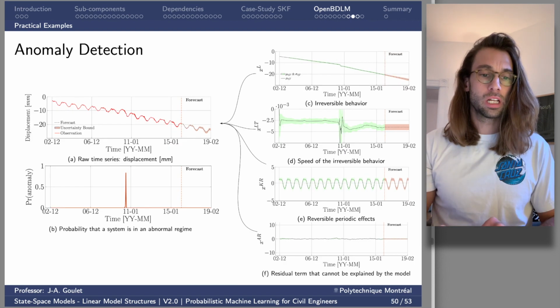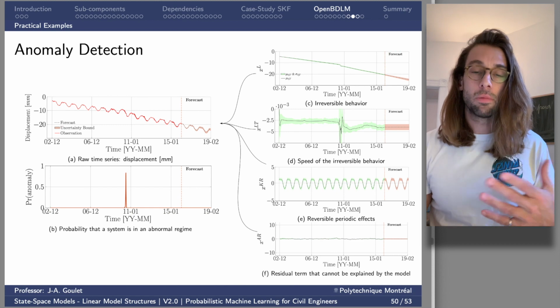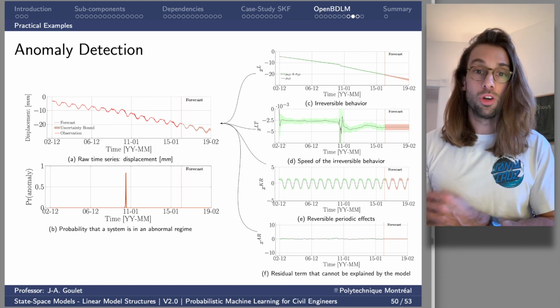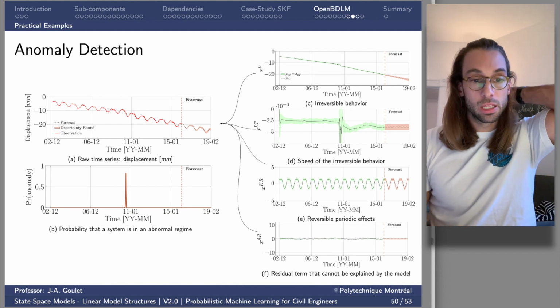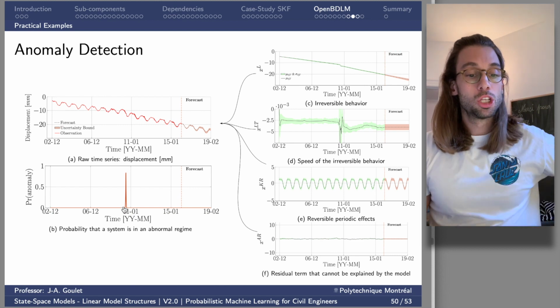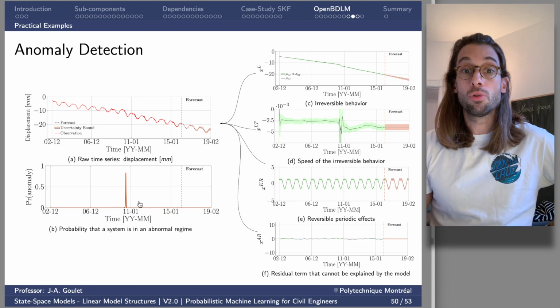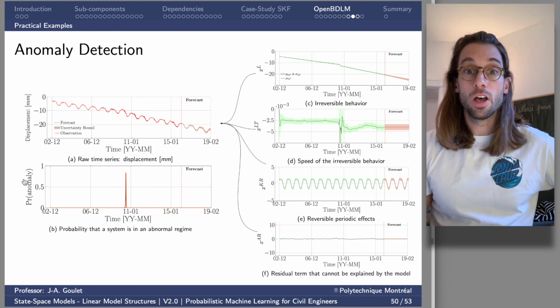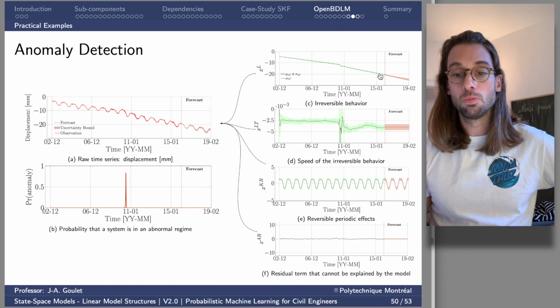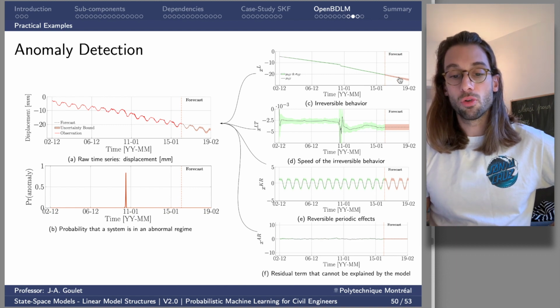So that was for a first time series. We can have the anomaly detection, so the regime switching that we've seen before. This is the case of the dam here. We have the switch in the probability from the normal to the abnormal regime, which is a proxy for the probability of anomaly in my behavior. We can see here the smoothed behavior obtained. This is the forecast. We have here in the local trend the rate of change in my behavior.